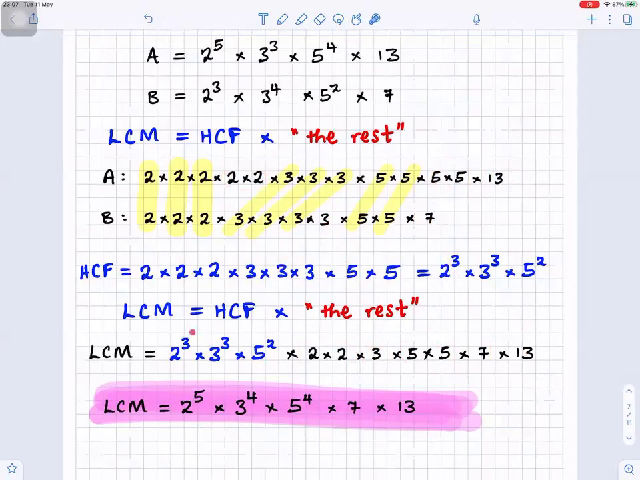Now you can count them. 3 plus 2, it gives you 5. 3 plus 1, 3, it gives you 4. 2 plus 1, 2, it gives you 4. And they have 7, and they have 13. That's how you do that.